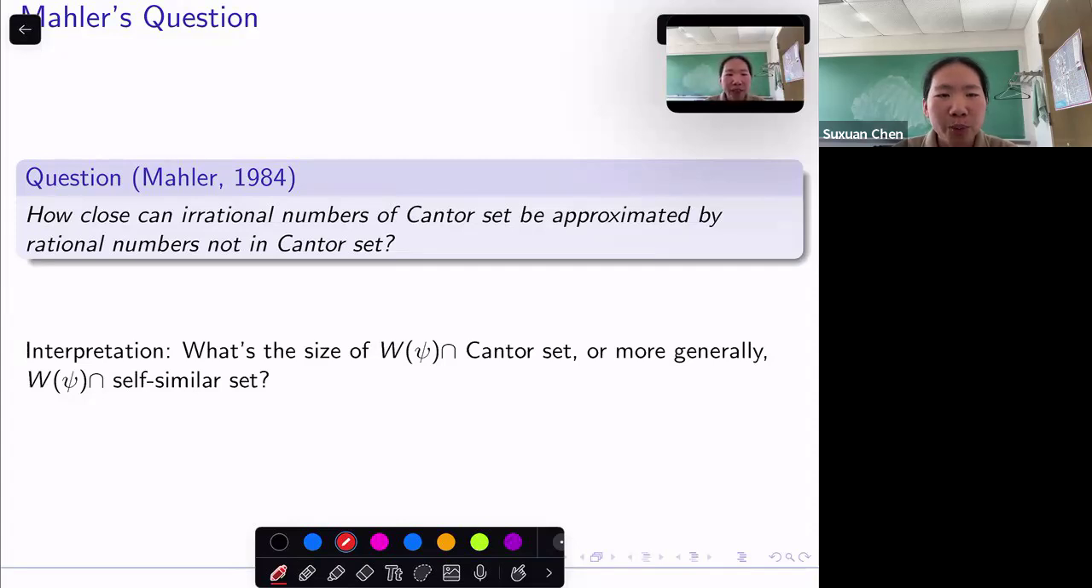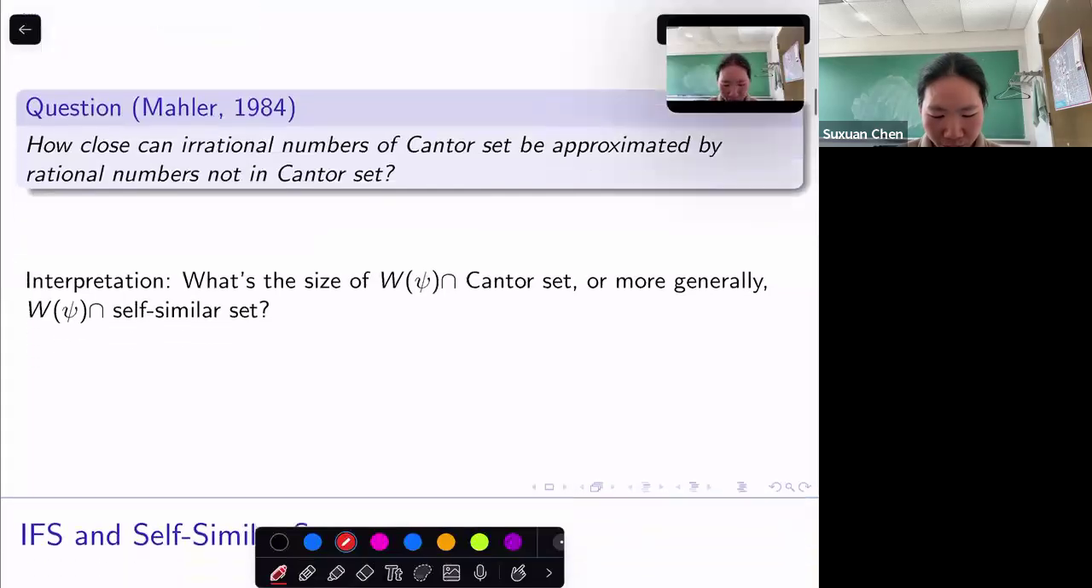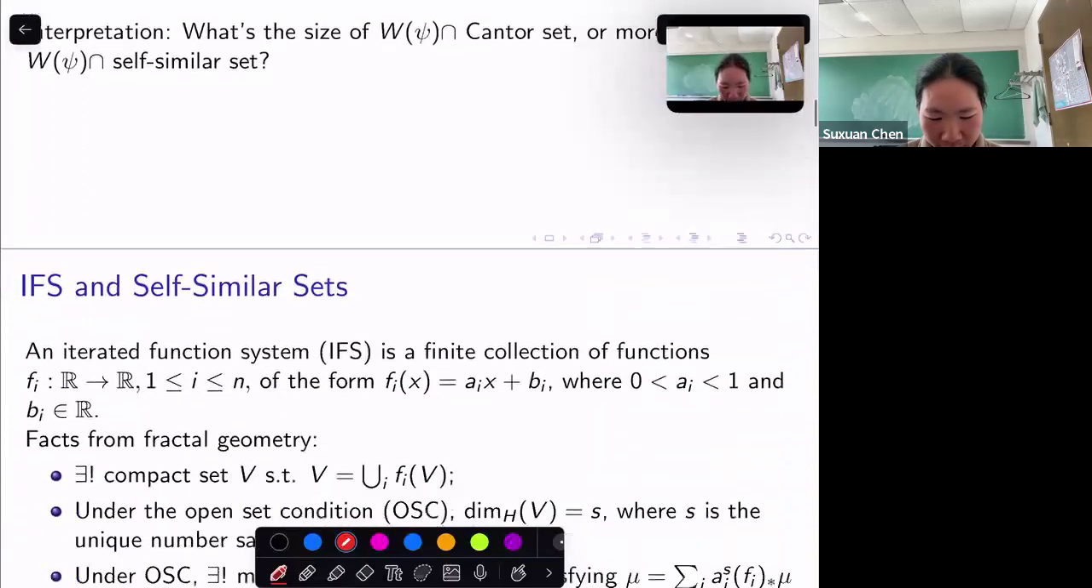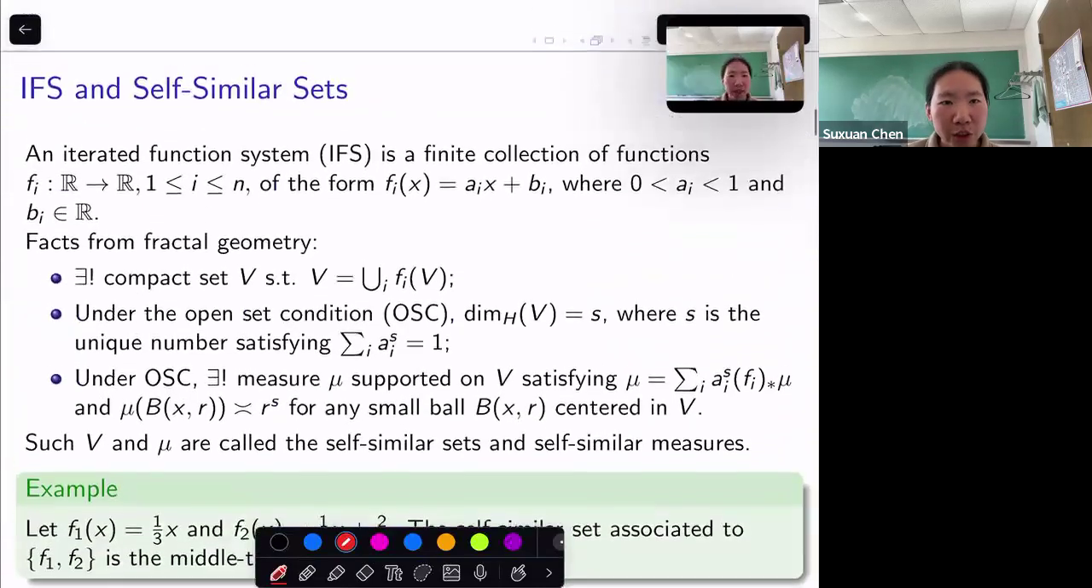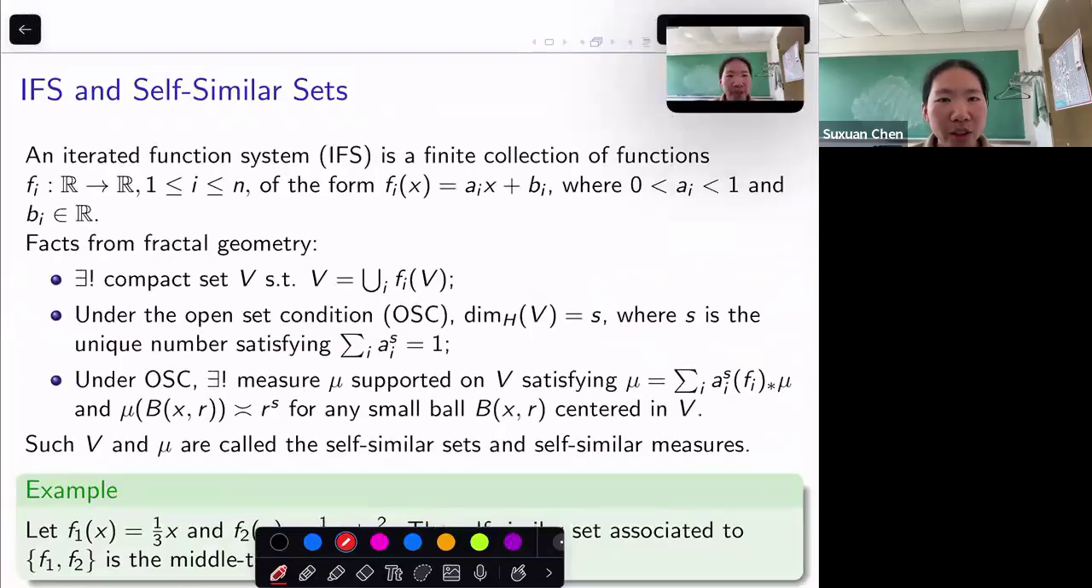Here we can interpret Mahler's question as the size of W psi intersected with the Cantor set. And more generally, we can consider the intersection of W psi with self-similar sets, because the Cantor set can be viewed as a special case of self-similar sets. To illustrate self-similar sets, we give a brief introduction to iterated function systems.